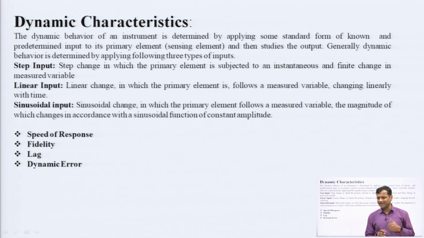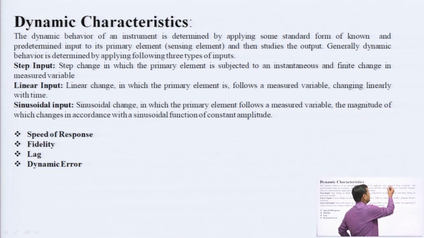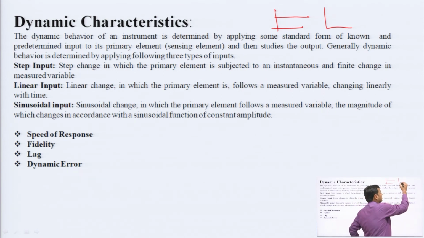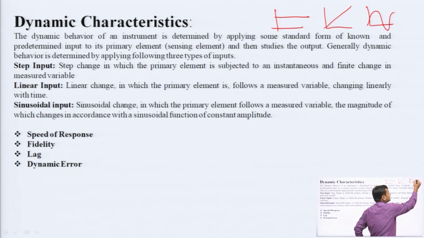Now, what are the dynamic characteristics? I have already told you that the characteristics which belong to the transient part of the system, or the part which varies with respect to time, are known as the dynamic characteristics. To measure the dynamic characteristics, we can use the step input, the ramp signal, or we can use the sinusoidal signal.